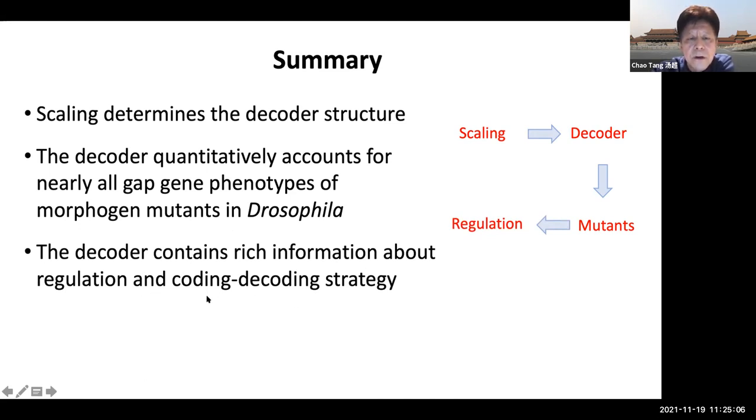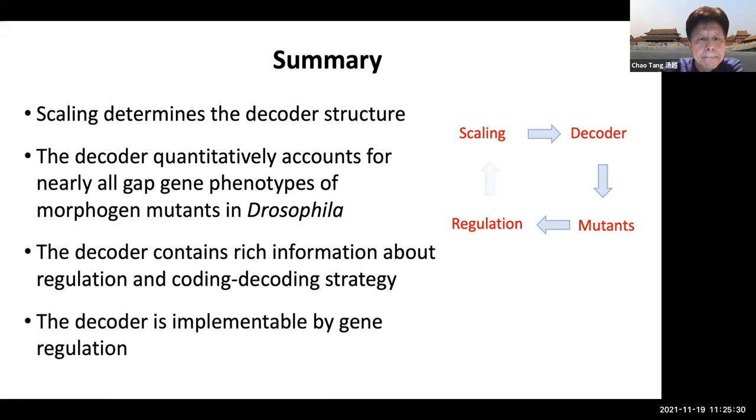You can also quantitatively predict or infer the coding-decoding, the contribution of each morphogen at each position, how much each morphogen contributes at each position. So all this can be quantitatively calculated and then verified experimentally. And finally, the decoder is implementable by gene regulation. So from the known gap gene network, it seems it can do the job.